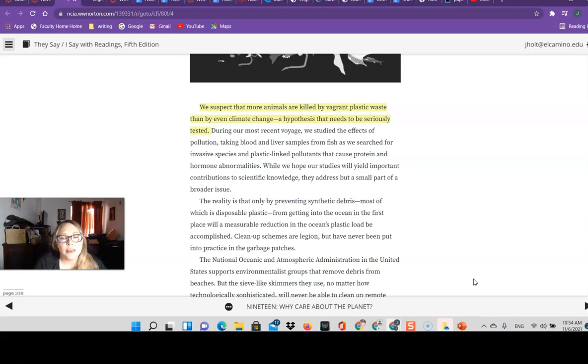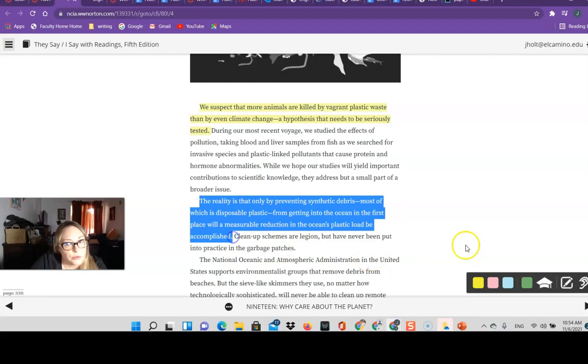While we hope our studies will yield important contributions to science, they address but a small part of the broader issue. The reality is that only by preventing synthetic debris, most of which is disposable plastic, from getting into the ocean in the first place, will a measurable reduction in the ocean's plastic load be accomplished, right? So we know what he wants. We have to stop this, right?